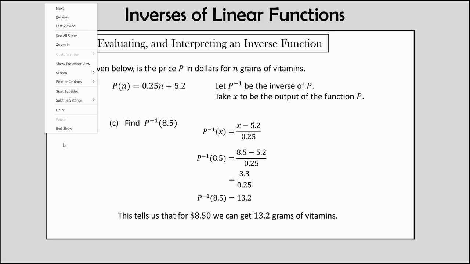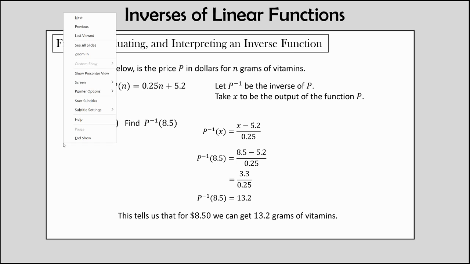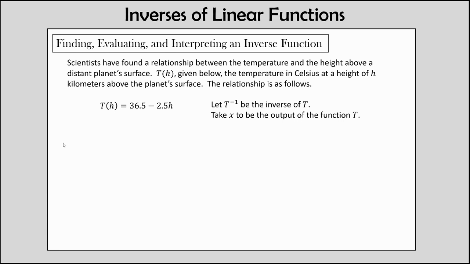Let's do another one here. Okay, next one. Scientists have found a relationship between the temperature and the height above a distant planet's surface. So T of H given below is the temperature in Celsius at a height h kilometers above the planet's surface. And the relationship is as follows. The temperature at a certain height is determined by taking 36.5 and subtracting 2.5 H.